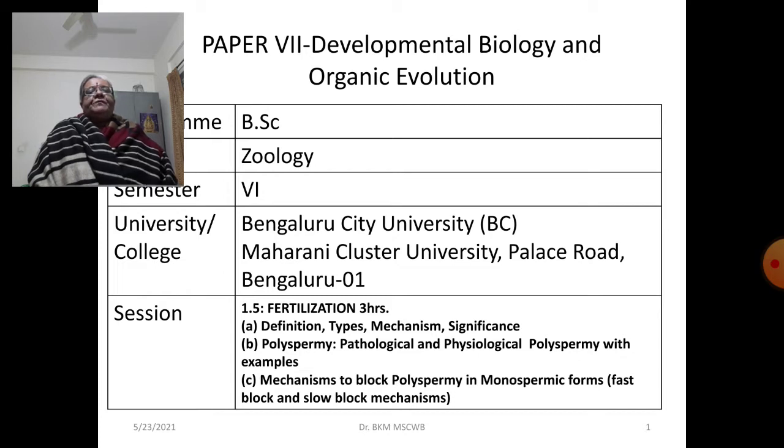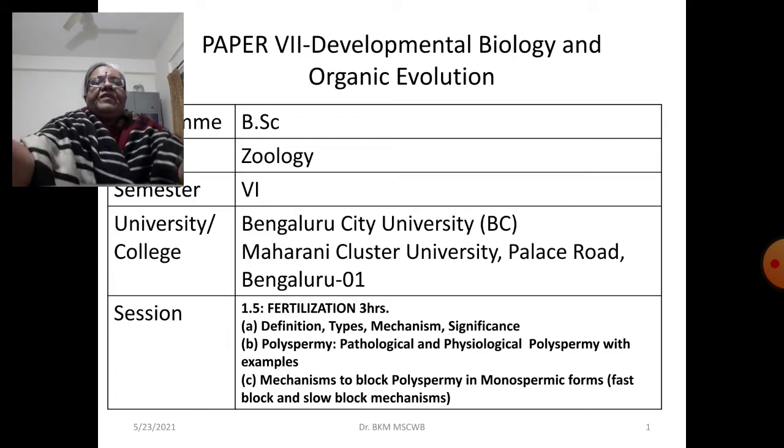In my previous class, I had taught you the definition, the types of fertilization, and part of the mechanism. We had understood in our previous interaction the first step pertaining to the mechanism of fertilization. Today we shall continue with the second step and third step, understand them, and then we shall understand the significance of fertilization.